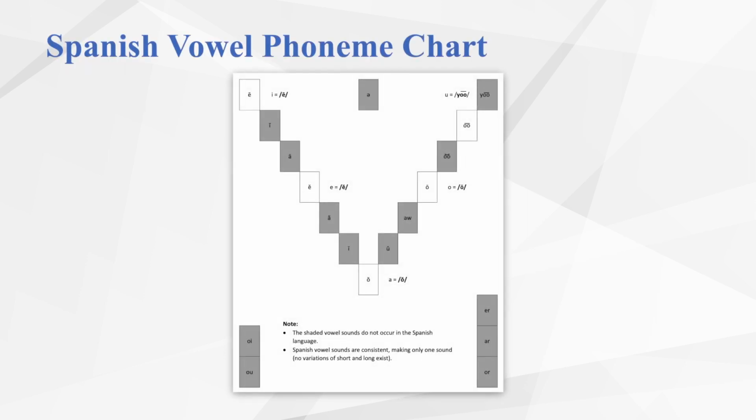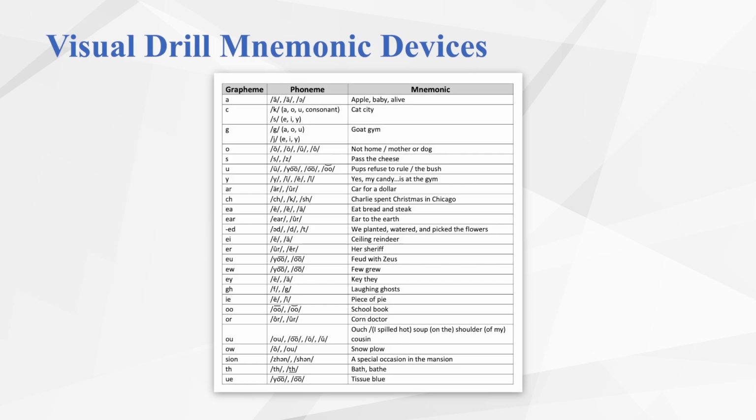The Spanish vowel phoneme chart is especially helpful when working with students who are native Spanish speakers. One of the things you'll notice on this chart is all the shaded cells. Vowel patterns that are shaded are patterns that do not exist in Spanish but do exist in English. Being aware supports the instructor in knowing where to expect student struggles and therefore prepare for more direct and explicit instruction and practice. As we've already discussed, English is a complex language.